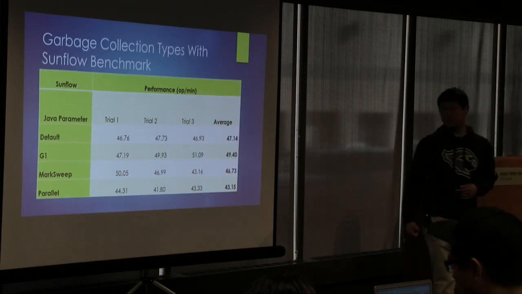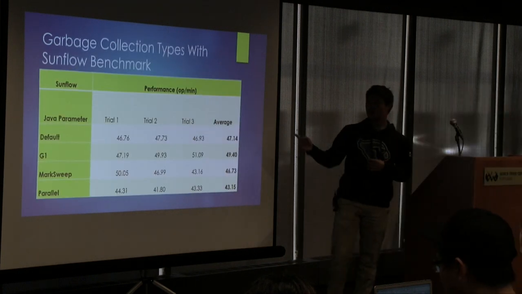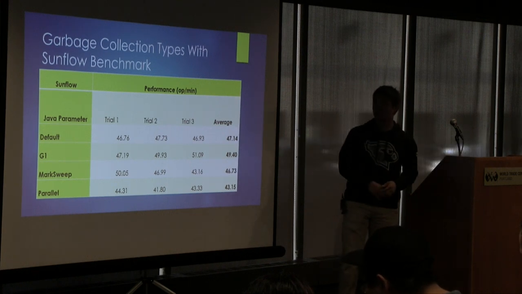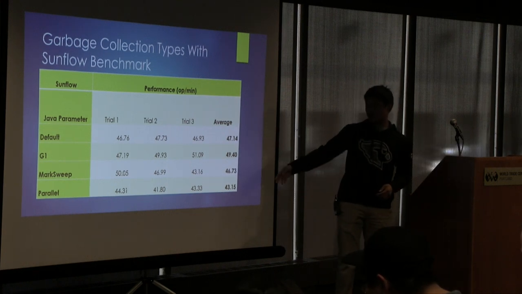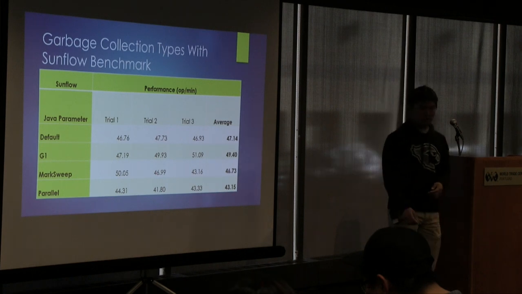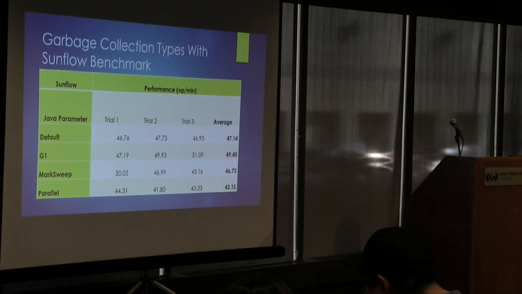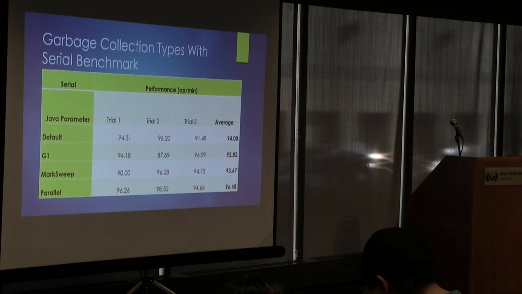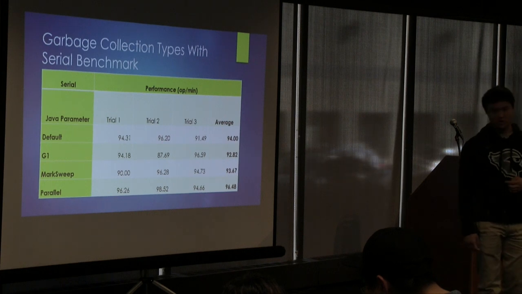Another thing to note for these performance operations per minute is that the Sunflow benchmark averages between 40 and 50. The Derby benchmark averages around 300, and the serial is around 90 to 100.